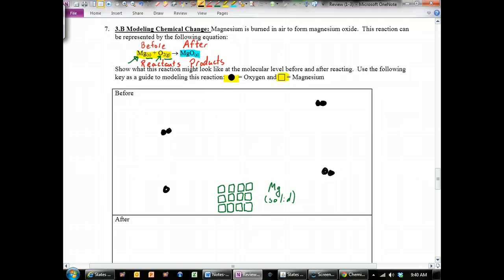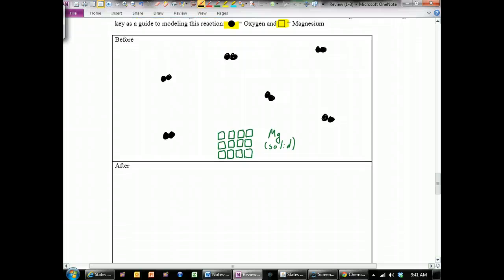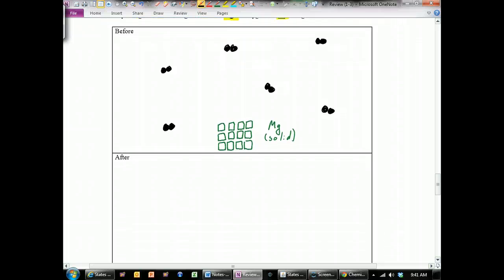And I want enough oxygen that I can react with the magnesium. For every one magnesium I drew, I want to make sure that I draw an oxygen atom. Now, I've now drawn 6 molecules of oxygen, which has a total of 12 atoms, to match the 12 atoms of magnesium. I'm going to show this. I want to conserve all of the atoms, so I'm going to draw the after now.